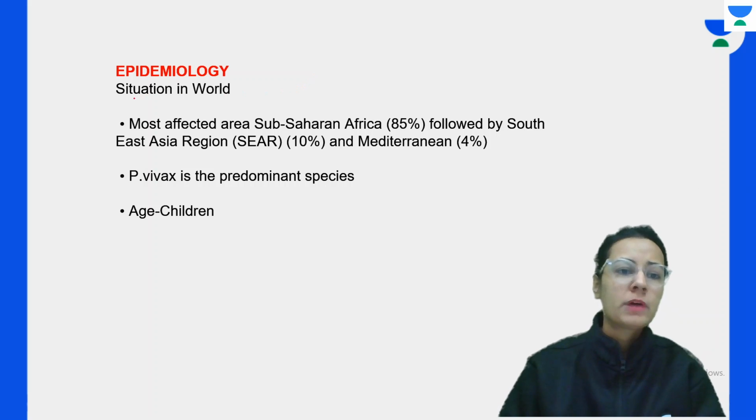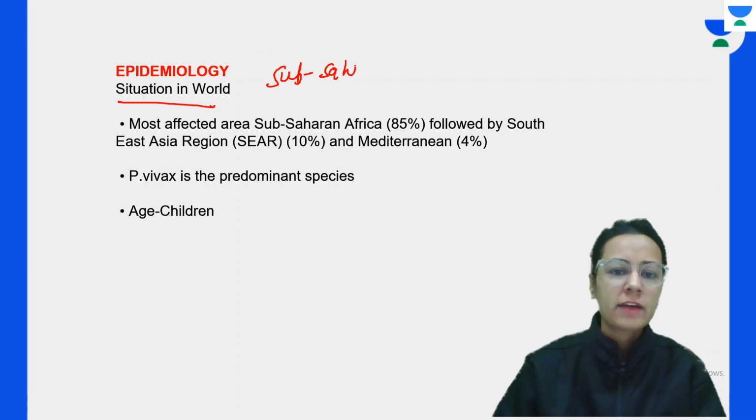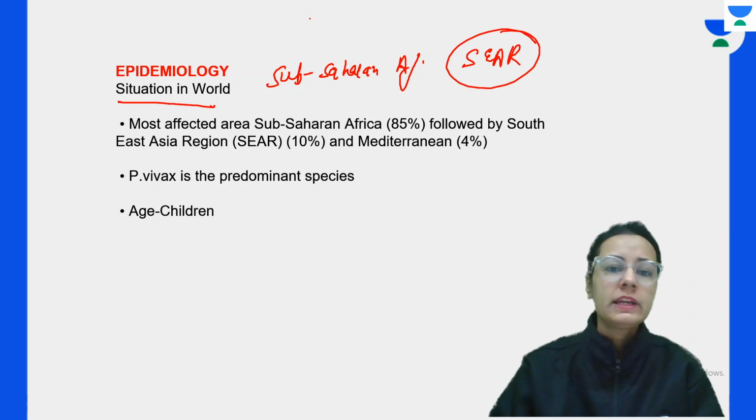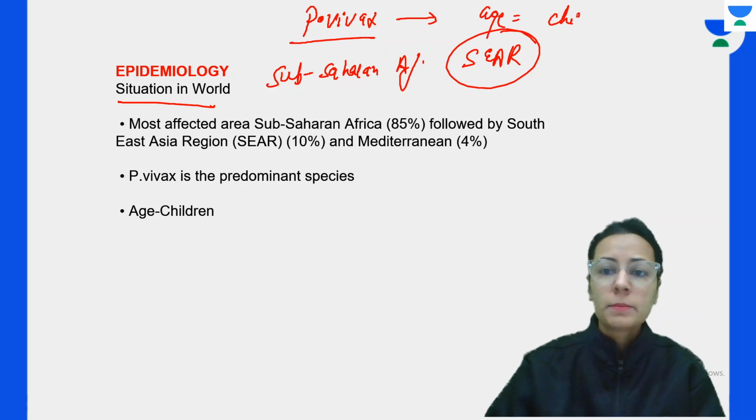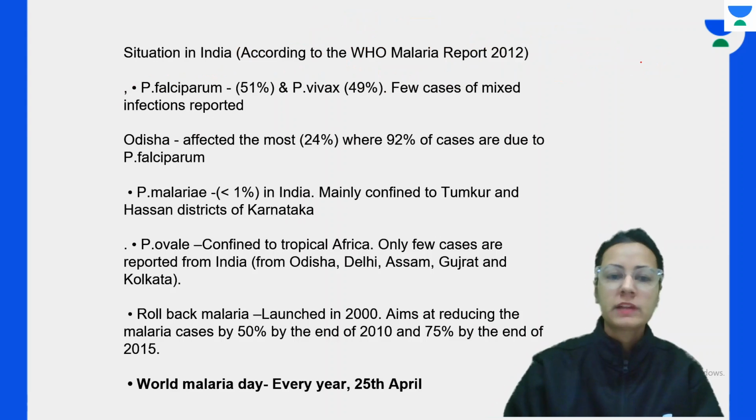Now, talking about the situation in the world, the most affected is sub-Saharan Africa, followed by the SEAR regions. Among all, Vivax is the predominant species, and the age group mainly affected by malaria is children. So children are mainly affected, and Vivax is the main Plasmodium that is infecting.